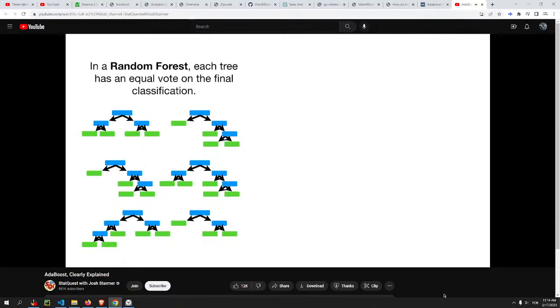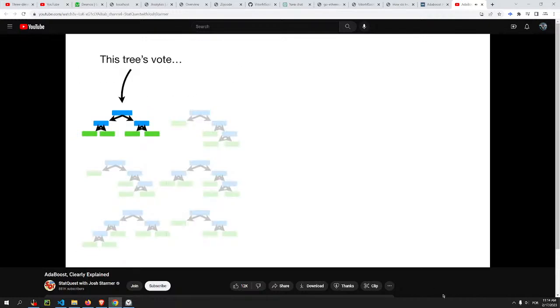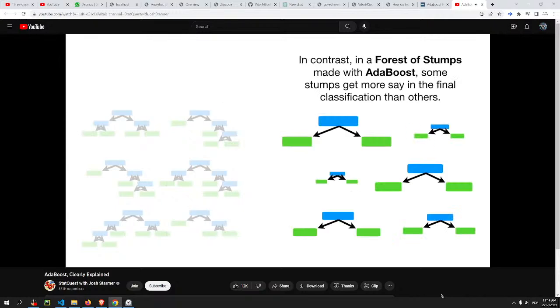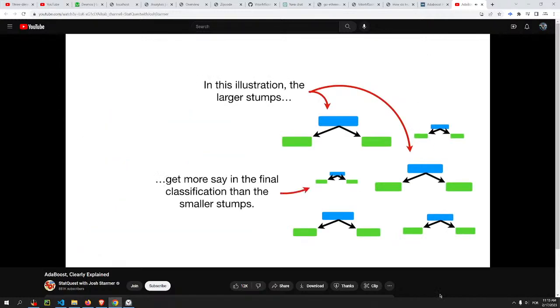Now back to the random forest. In a random forest, each tree has an equal vote on the final classification. This tree's vote is worth just as much as this tree's vote, or this tree's vote. In contrast, in a forest of stumps made with AdaBoost, some stumps get more say in the final classification than others. In this illustration, the larger stumps get more say in the final classification than the smaller stumps.